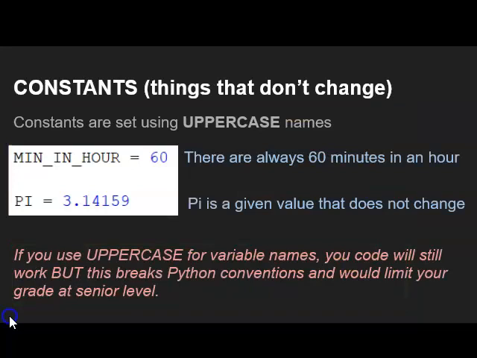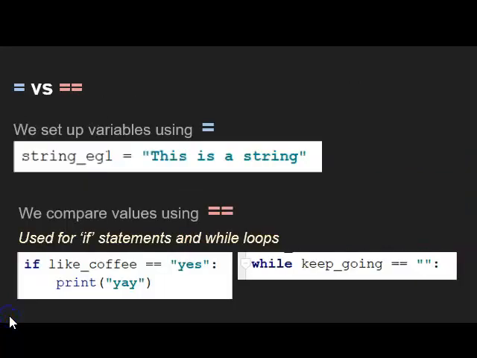In addition to variables, sometimes when you program, you'll want a constant, something like pi that doesn't change. At the top of your code, you could set pi to 3.1415, and then afterwards, anytime you need to use it, you can just use that constant pi. It turns out that if you use uppercase for your variable names, your code will still work. Using uppercase for constants is a Python convention. It's what all Python programmers do routinely, and if you break that convention, it means that at senior level, your grades would be limited.